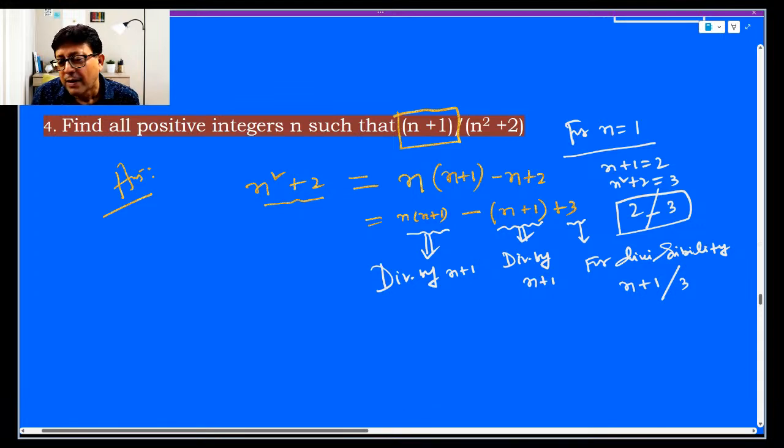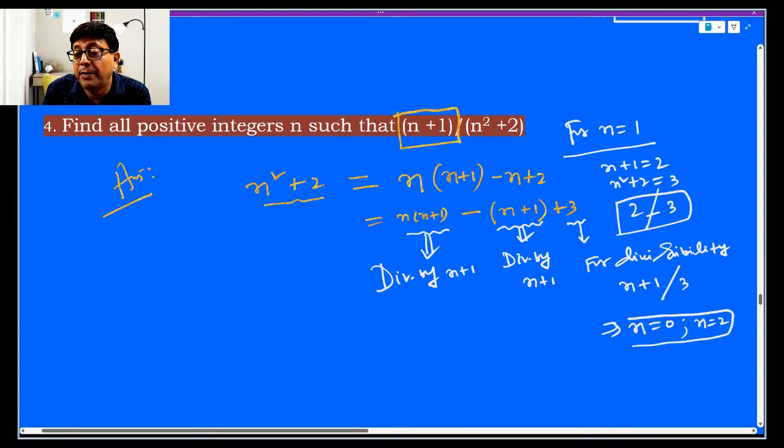Okay? 3 is a prime number. Its factors are what? 1 and 3 only. So only 2 possibilities are there. For n equal to 0, it is possible, because 0 plus 1 is 1, and 1 will divide 3. And it is true for n equal to 2 also. So these two values make sure that if n is equal to 0 or n equal to 2, the whole expression n square plus 2 is divisible by n plus 1.